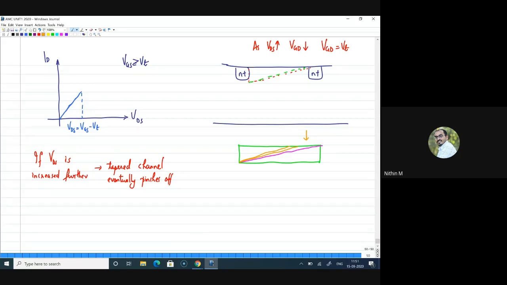That means the effective length of the channel changes. Say, for example, this was the length of the channel where charges were initially present. But because of this increased application of VDS, the new length of the channel will be something like this. Maybe I'll mark it as L dash. So your channel length will eventually reduce. Now we will get a question.